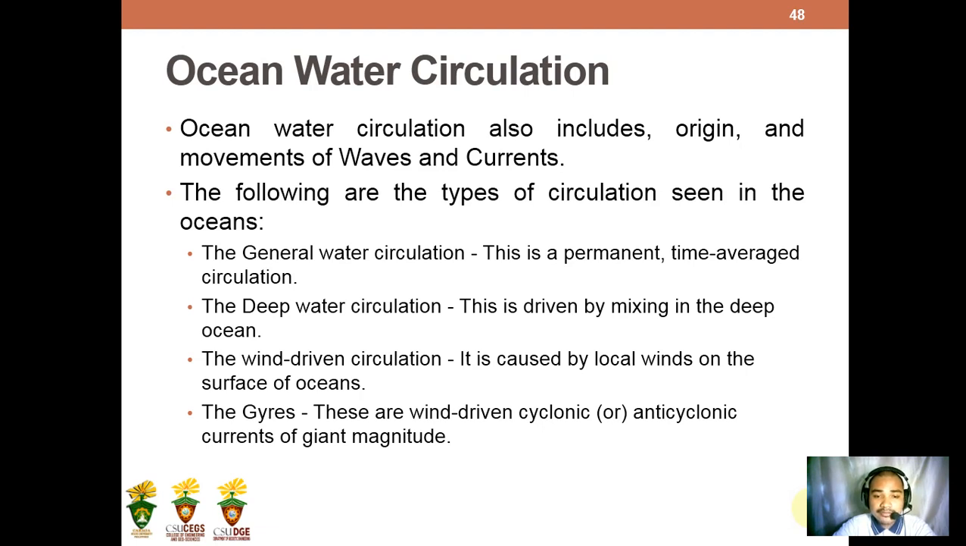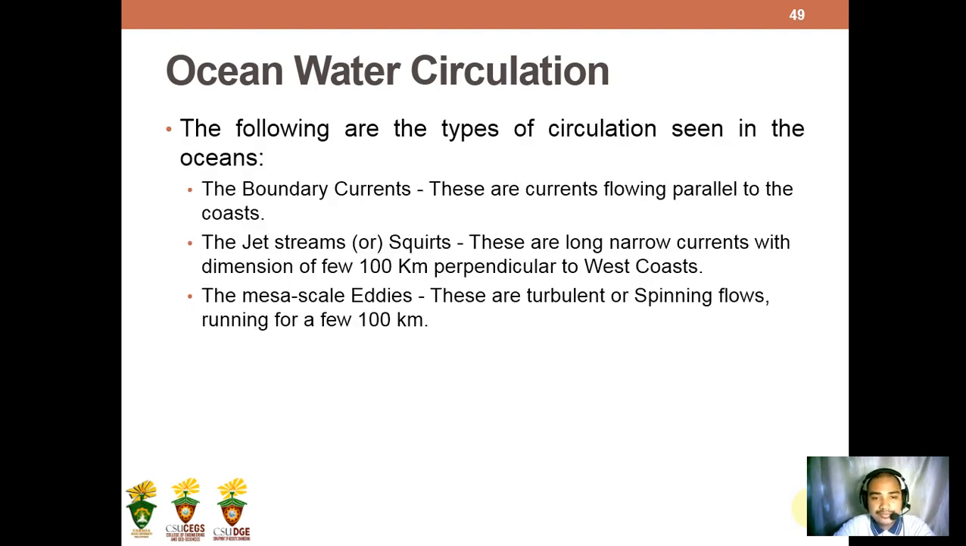Another one is the wind-driven circulation. This is caused by local winds on the surface of the ocean. Another one is the gyres. This is also a wind-driven circulation that can be cyclonic or anticyclonic currents of giant magnitude.